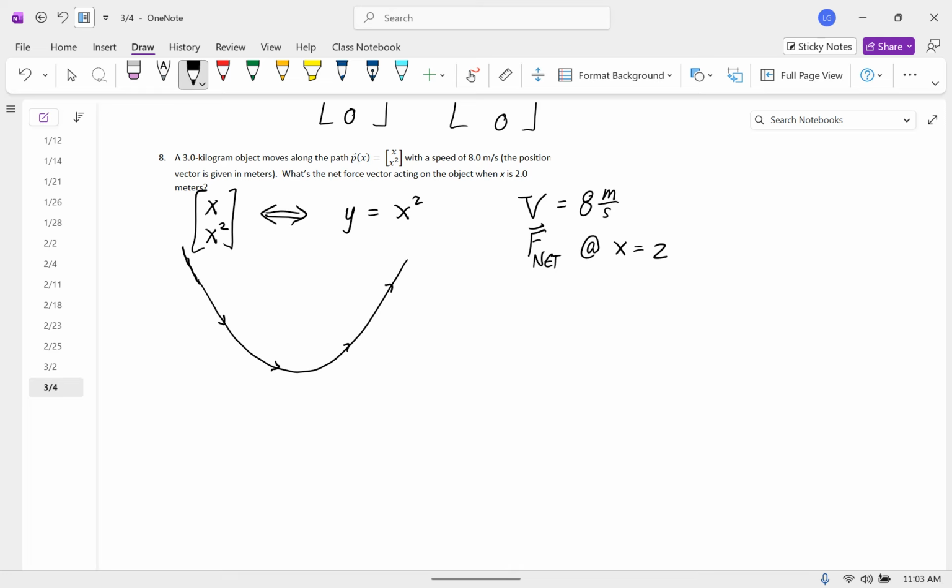So, all right, we have the parameterization. The first thing we need is a vector that is tangent to the path in the direction of motion. So I'm going to call that u. And that is going to be the derivative with respect to the parameter, whatever the parameter is. It doesn't have to be x or y or z. It could be arc length or whatever. And so this is 1, 2x.